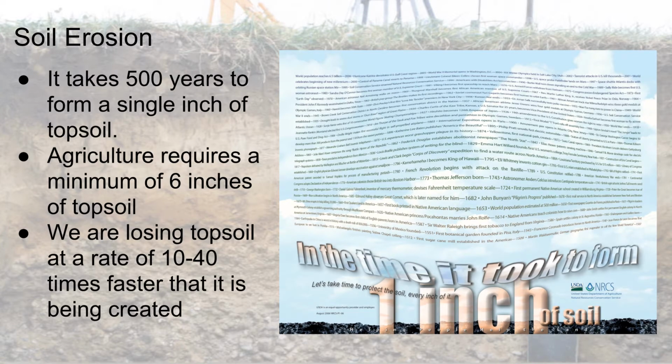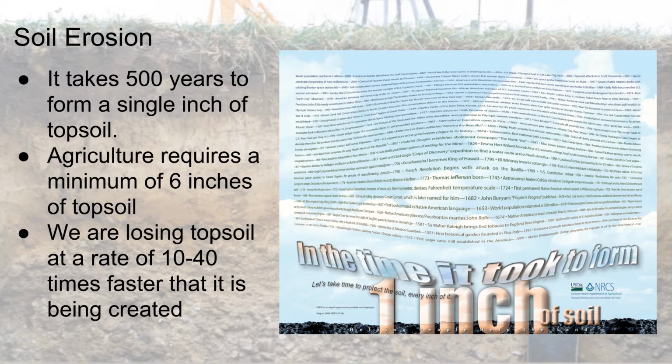Okay, so that video was very doom and gloom, wasn't it? Wow. So soil erosion is a major problem. It takes over 500 years to form a single inch of topsoil, meaning since the time Christopher Columbus got his butt over here, we have only made an inch of topsoil. Yeah, the only thing between you and Columbus is an inch of topsoil. So agriculture requires 6 inches of topsoil, so 3,000 years of soil.